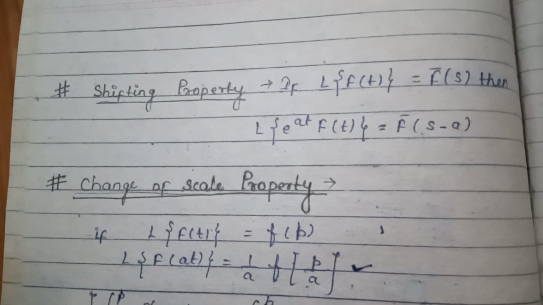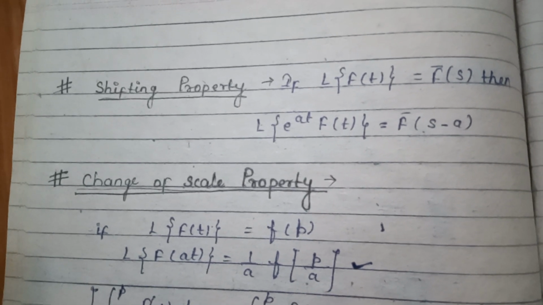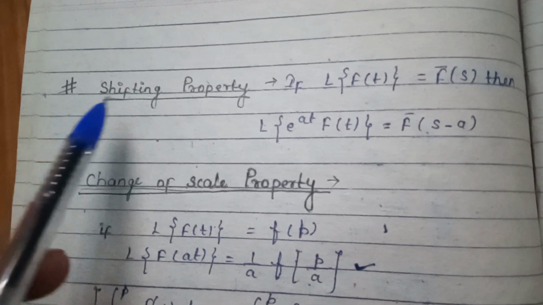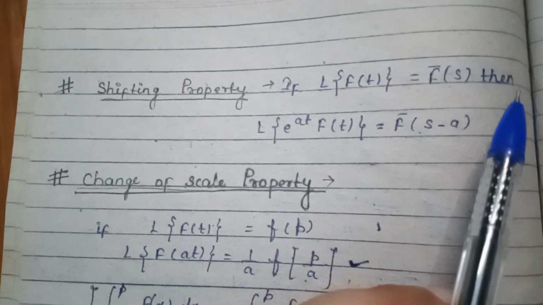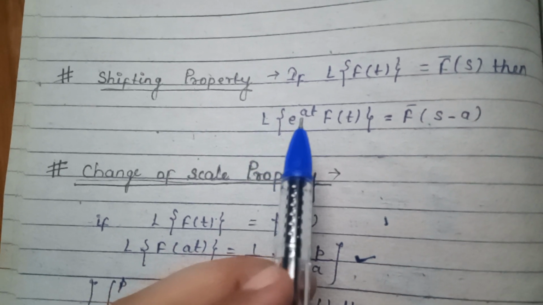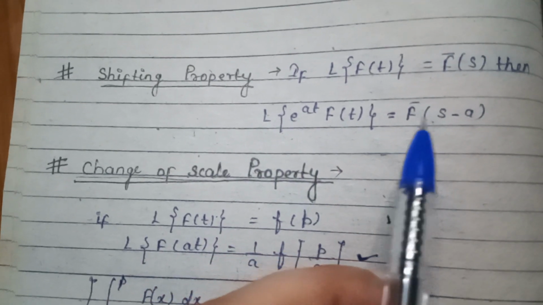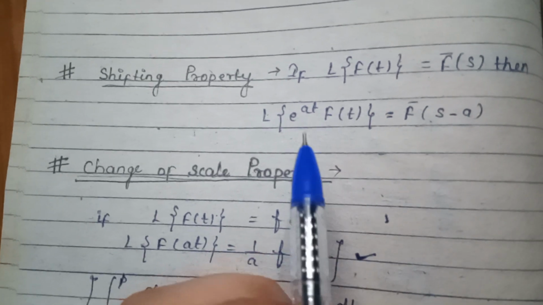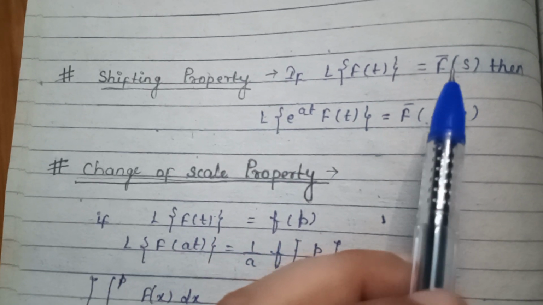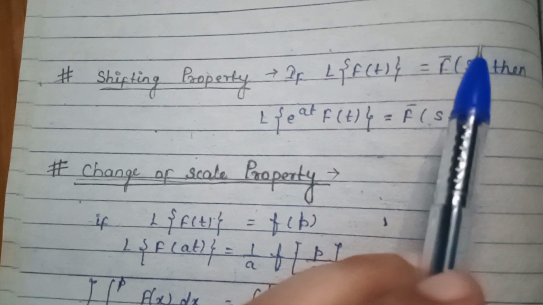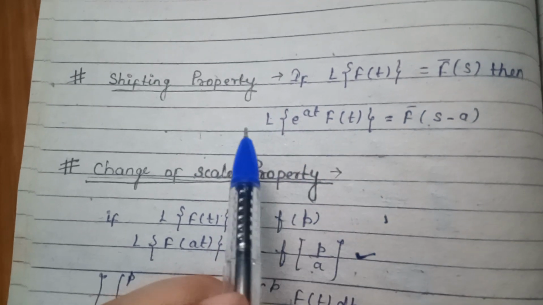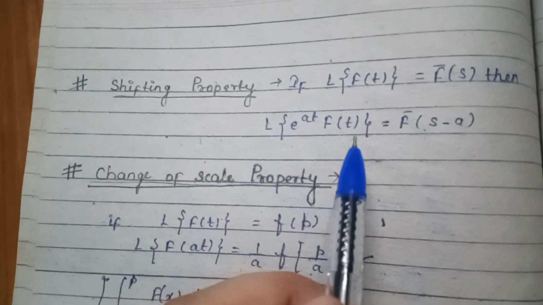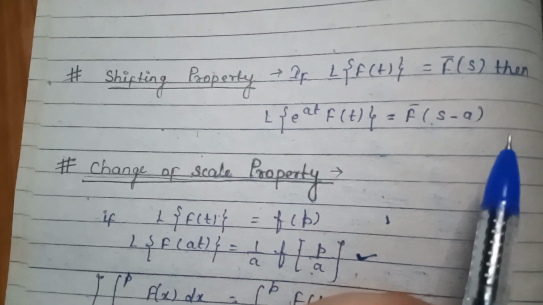Now there are some properties of Laplace transform. First is the shifting property. If Laplace f(t) is equal to f bar(s), then Laplace e to the power at f(t) is equal to f bar(s minus a), or we can use p instead of s. So, if Laplace f(t) is equal to f(p), then Laplace e to the power at f(t) is equal to f(p minus a).